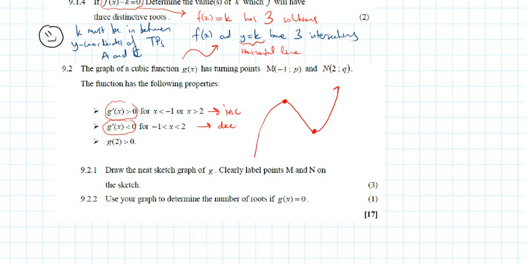Now one of the turning points is -1 and something. So -1 and p, actually that's m given, and this is n, 2 and p. So what we know is p is positive. So if p is positive, that means it's above the x-axis.